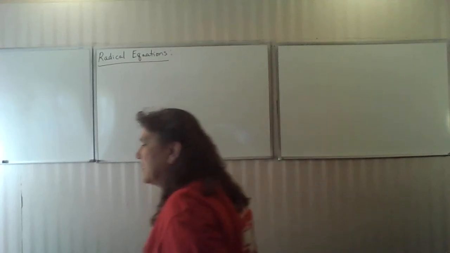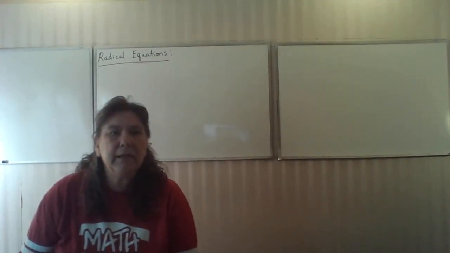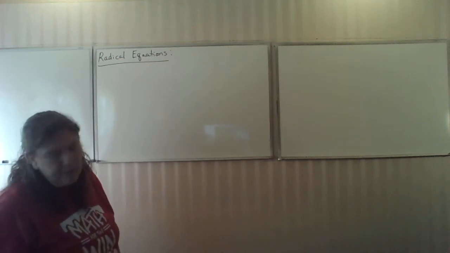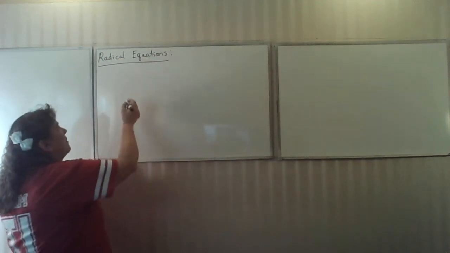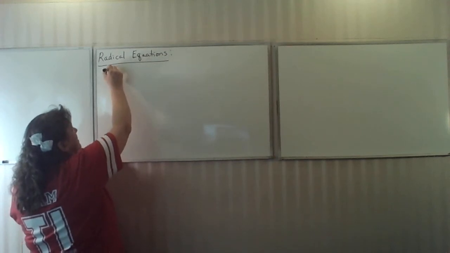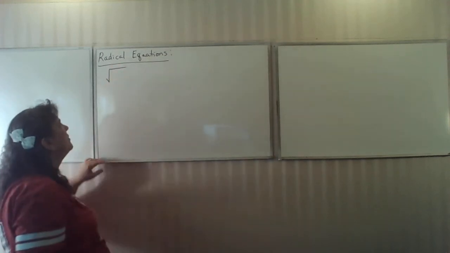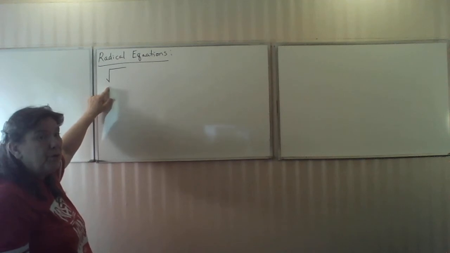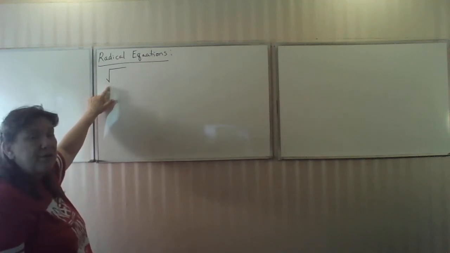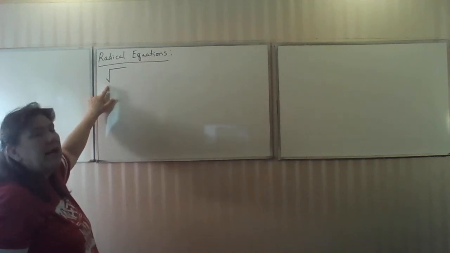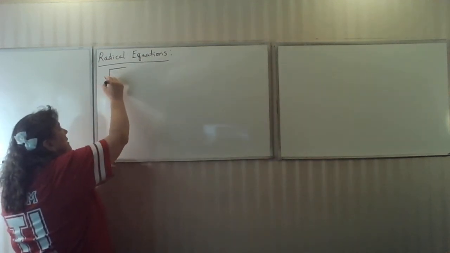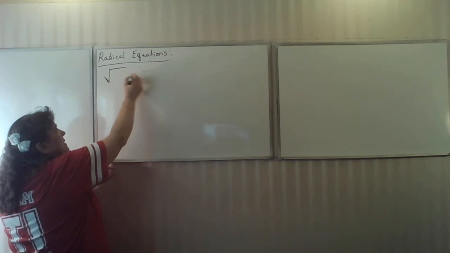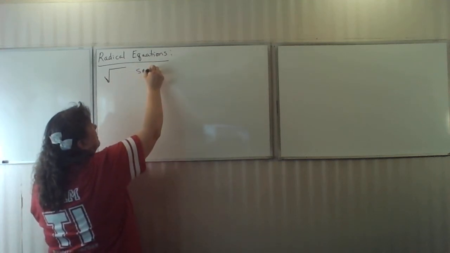Okay, the second lesson, we're going to deal with radical equations. When we're dealing with radical equations, first of all, you need to know what a radical looks like. A radical looks like this. It's also called a square root or a cubed root. It's a generic term for any kind of root equation. If we don't have a little number in the ditch, then this is a square root.